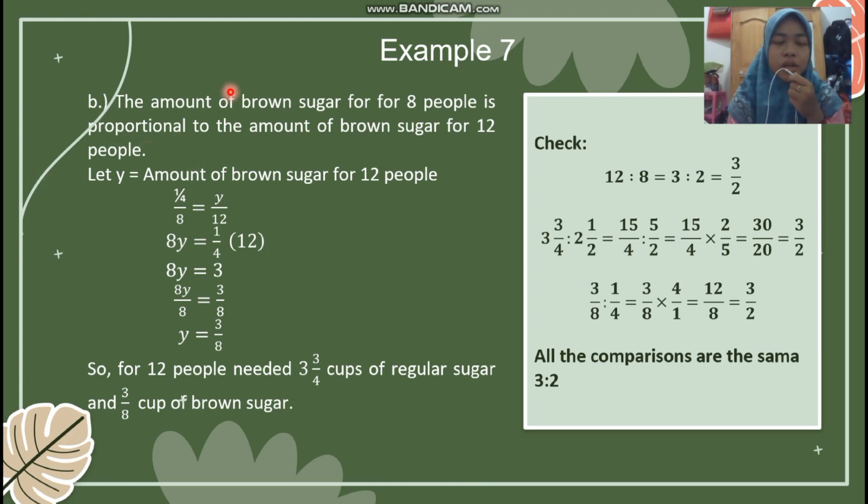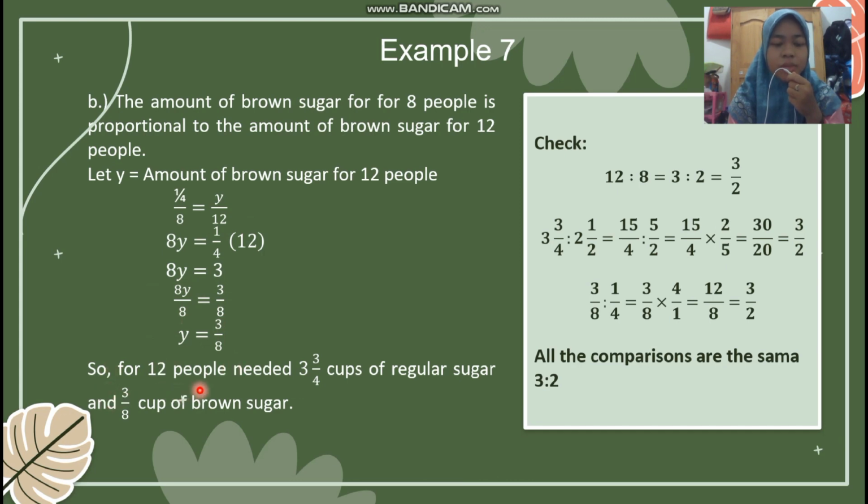And B. The amount of brown sugar for 8 people is proportional to the amount of brown sugar for 12 people. Let Y equal amount of brown sugar for 12 people. And 1 divided by 4 divided by 8 equals Y divided by 12. And will be 8y equals 1 divided by 4 times 12. And will be 8y equals 3, and on the left and right side we can divide by 8, and we can find y is 3 divided by 8.